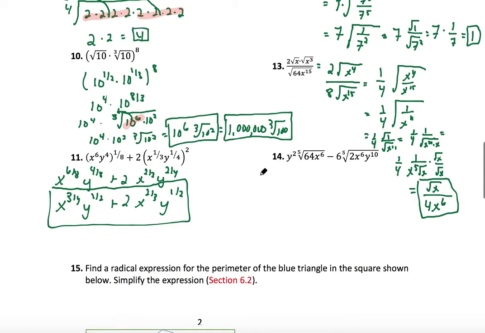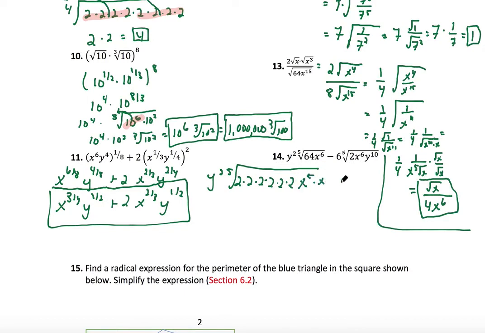All right, and lastly for number 14, so let's see if I can do that to this side here. So in the first one we have y squared times the 5th root. All right, 64 is, let's see here, 2 times 2 times 2 times 2 times 2 times 2. And then we have x to the 5th times x. Minus 6, the 5th root of 2 x to the 5th times x, and then y to the 10th.